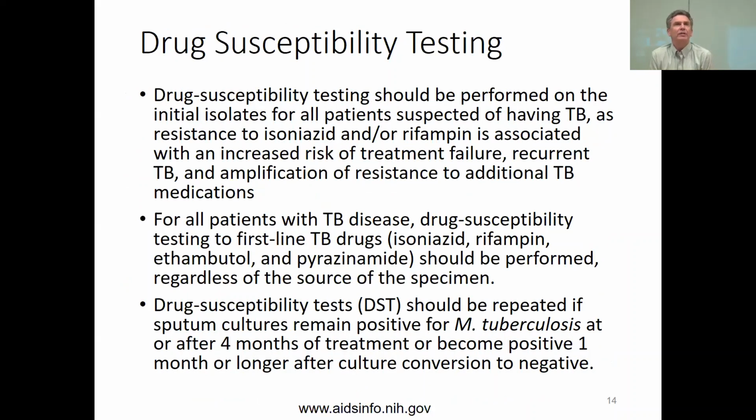Now, drug susceptibility testing is quite important. And it really should be performed on all initial isolates for patients suspected of having TB. Because if there's INH or rifampin resistance or both, there is definitely an increased risk of treatment failure, recurrent TB, and amplification of resistance to additional TB medications. So ideally, for all patients with TB disease, drug susceptibility testing is performed to all 4 of the first-line TB drugs, rifampicin, isoniazid, ethambutol, and pyrazinamide, regardless of the source of the specimen. Furthermore, drug susceptibility testing should ideally be repeated if sputum cultures remain positive for MTB at or after 4 months of treatment, or if they become positive 1 month or longer after initial culture conversion to negative.